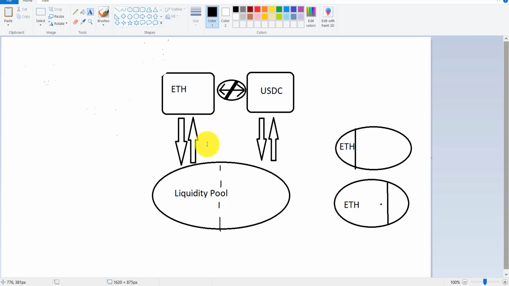You've earned that 0.3% fee on the way down. You've earned 0.3% fee on the way up. You actually have made a profit.